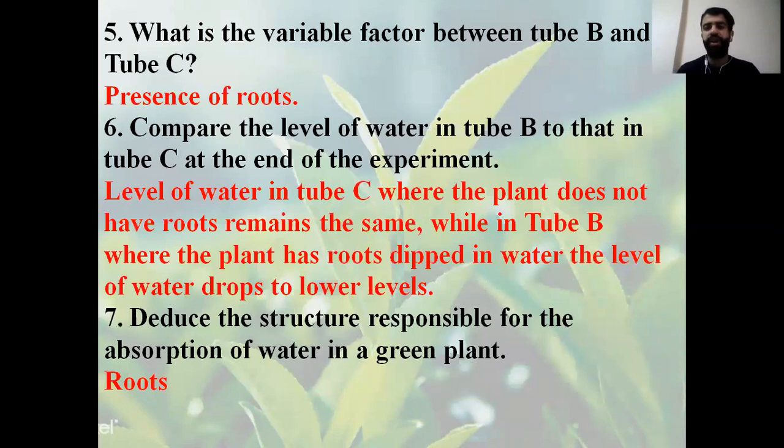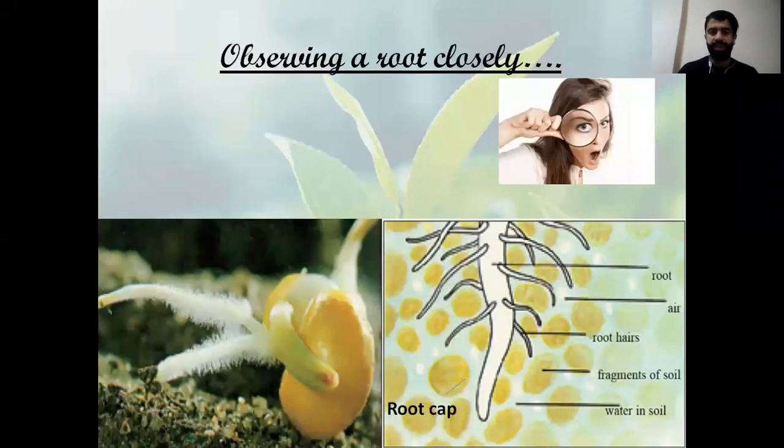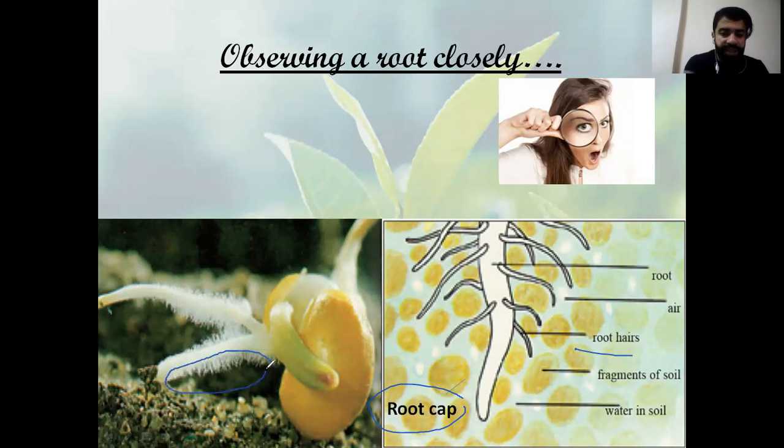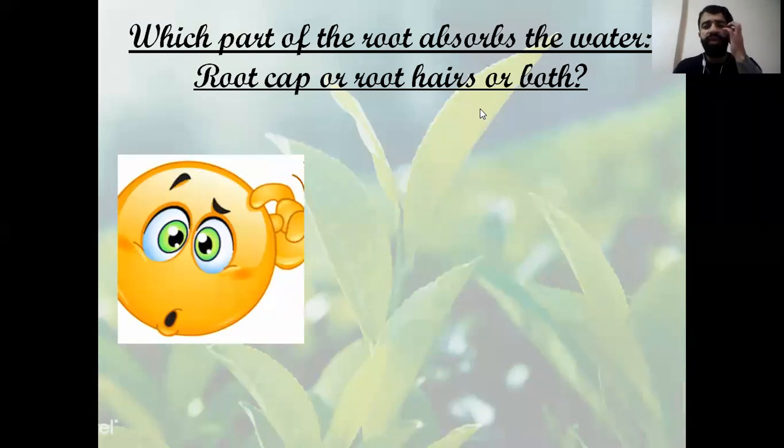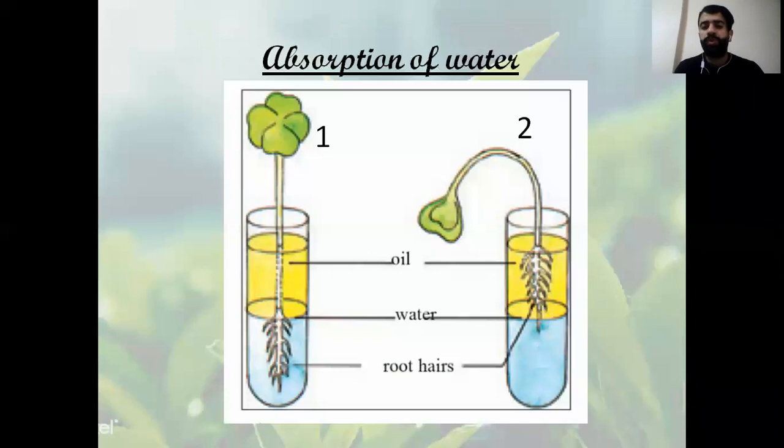And in specific, we're going to talk about which part of the roots. To take a close look at the roots, we said that the roots consist of two main important parts. They are the root cap and the root hairs. These are the root hairs. They are like hairy-like structures. They are called the root hairs. So which part of the root absorbs the water? The root cap or the root hairs or both of them?